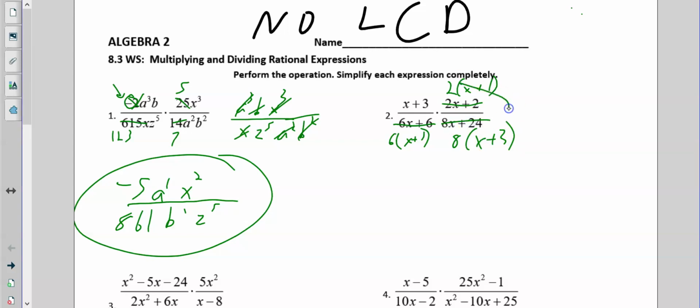I get to cross off that with that and that with that. And then all I have is a 2 and a 6 and an 8. Well, let's keep going. That can go into this 3 times. What's left on top? Just the 1. What's left on the bottom? 24. That's it. All my letters are gone.